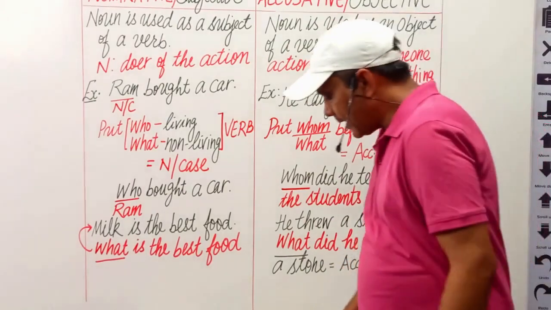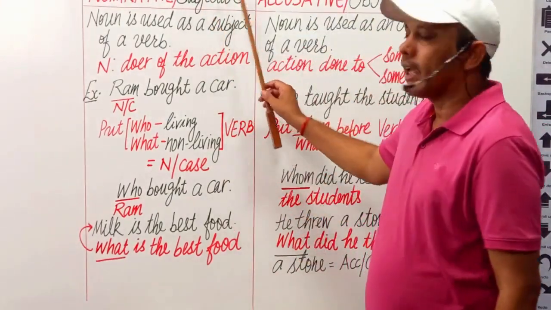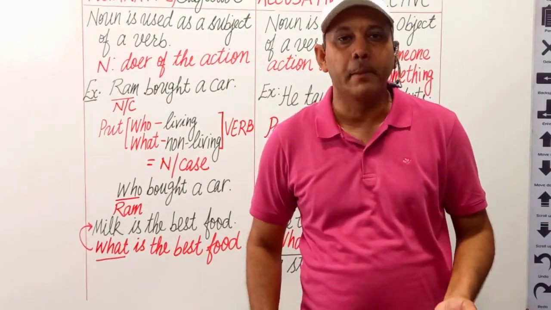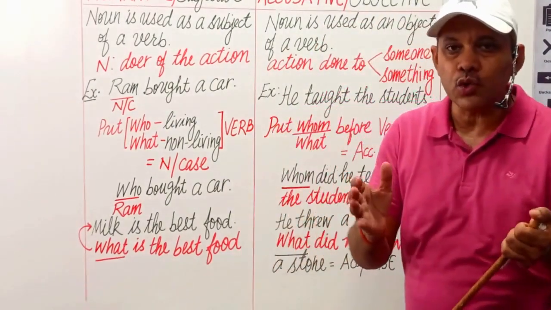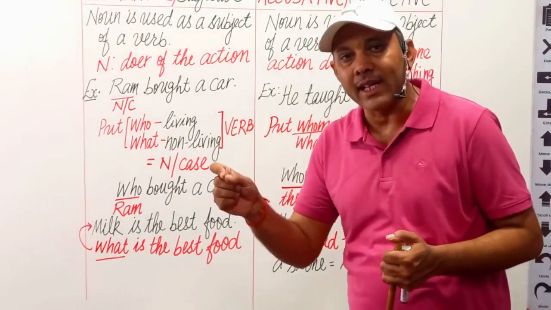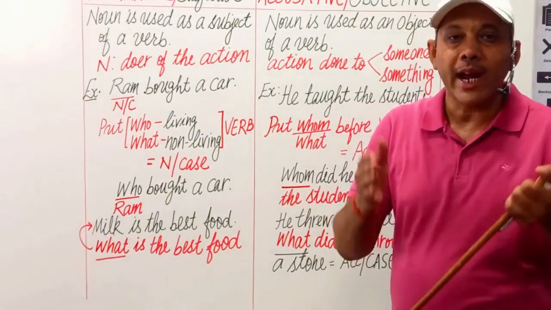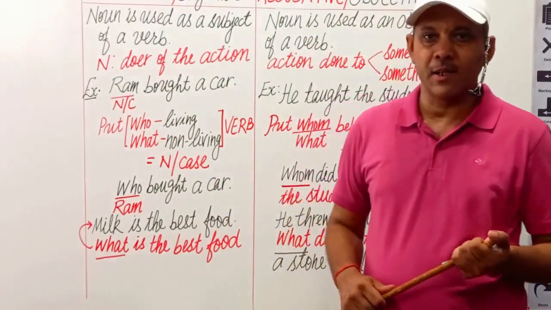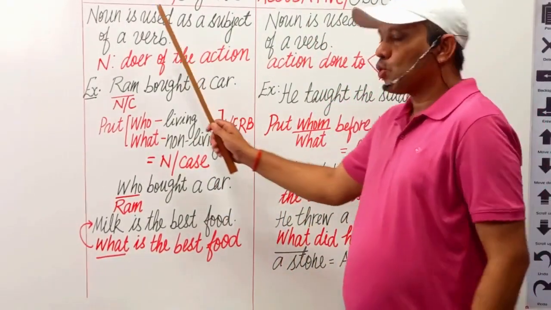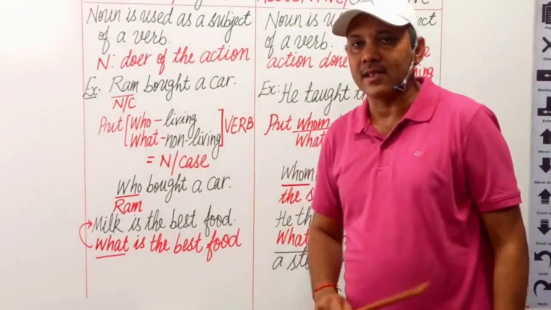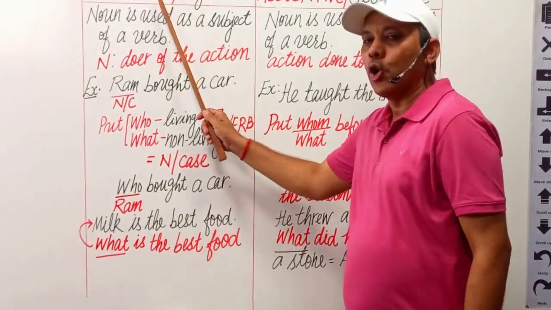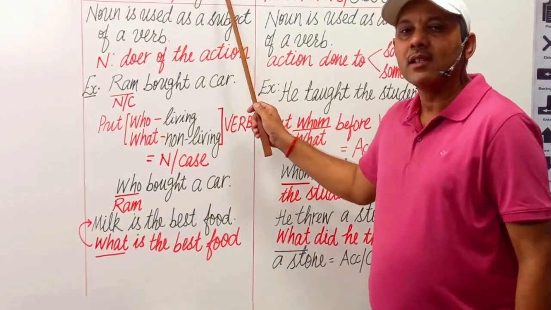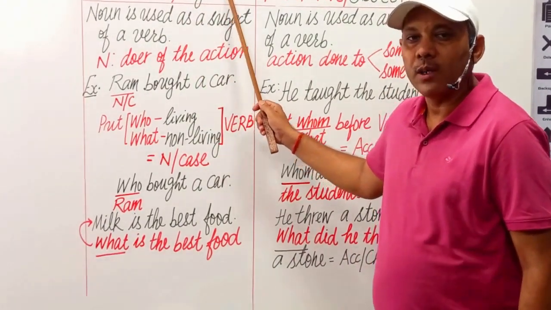Now the next topic is noun case. A noun has 6 cases, means a noun can be used in 6 different ways in a sentence. For example, today I am taking 2 cases, and the first case is the nominative case of noun. It is also known as the subjective case of noun.